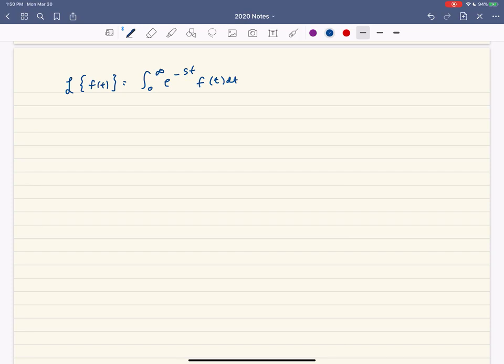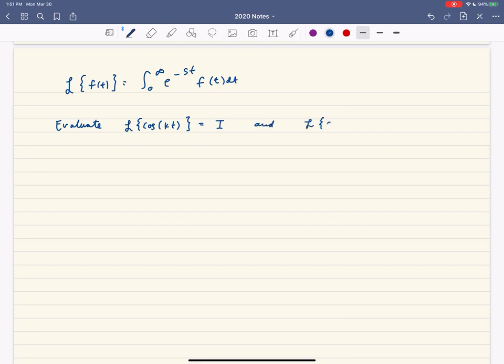All right, next up what we're going to do is find the Laplace transform. We want to evaluate the Laplace transform of cosine and sine. So let's find the Laplace transform of cosine. I'm just going to do cosine of kt, where k is a constant. I'm going to call this value I.